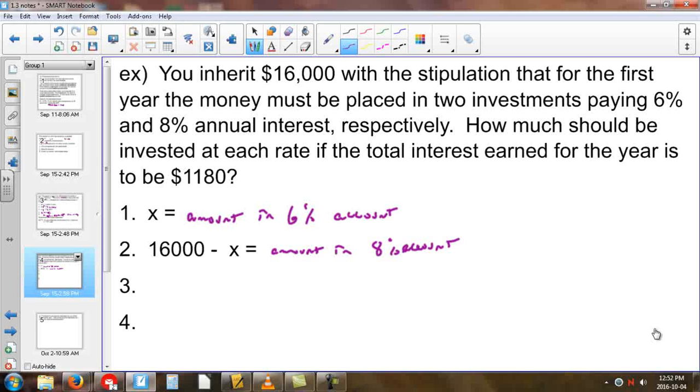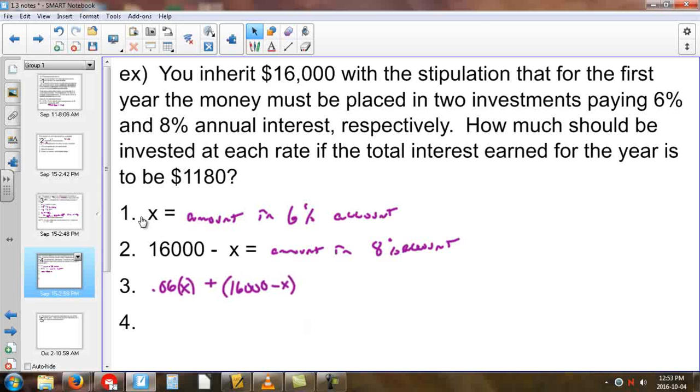And so now what we need to do is build an equation that makes sense for the problem. Whatever goes in here, we get 6% of it back as interest. And so 0.06 times x would be 6% of the interest, plus 16,000 minus x. Sorry, I ran out of room. Times 0.08, that's my 8%, has a total of 1180. I want the interest from here and the interest from here to come up to 1180.